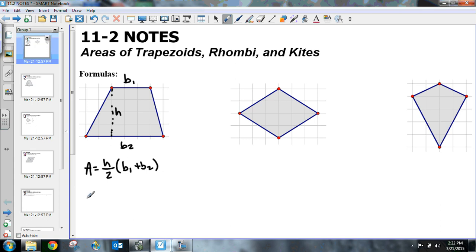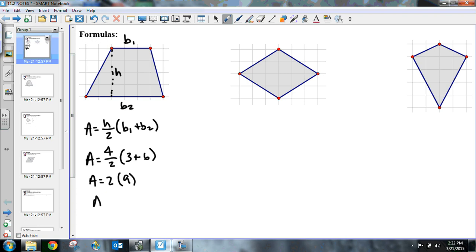All right, so I know that my height, so let's figure out this area real quick. My height is 1, 2, 3, 4. So I have 4 divided by 2 times b sub 1, which is 3, plus 1, 2, 3, 4, 5, 6, b sub 2, all right? And so I'm going to end up getting 4 divided by 2 is 2, times 3 plus 6, which is 9. So I know that my area is equal to 18 units squared, okay? And so that's my area for that.